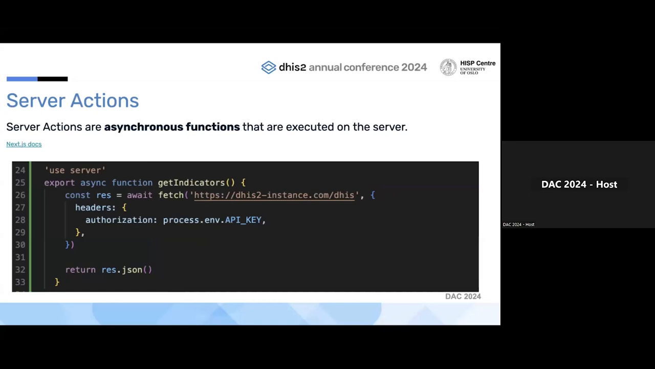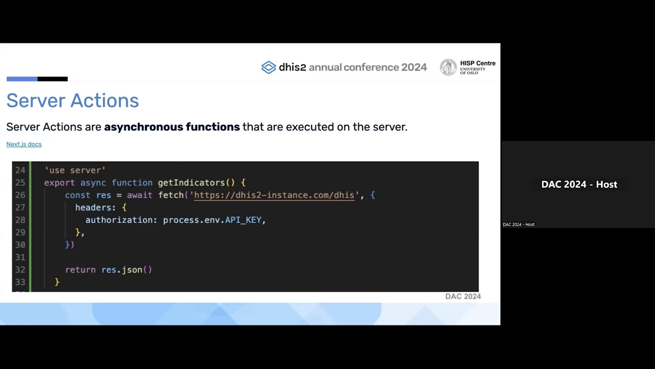Next.js versions before 13 didn't have server actions. Server actions were introduced in version 13, but were not stable until version 14. That's the current version of Next.js, and that's when server actions were stable and recommended for use in production. Server actions, according to the Next.js documentation, are asynchronous functions that are executed on the server. By default, Next.js components are server components unless you explicitly add the use client directive to the component. That's what makes it a client component. But by default, they are server components.